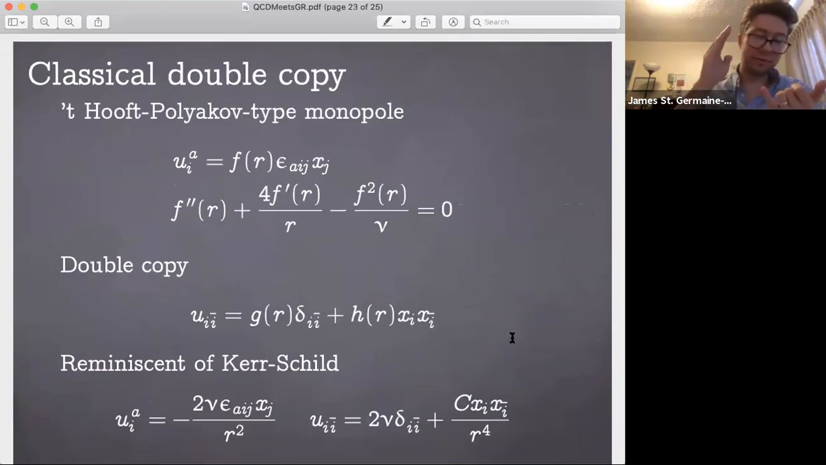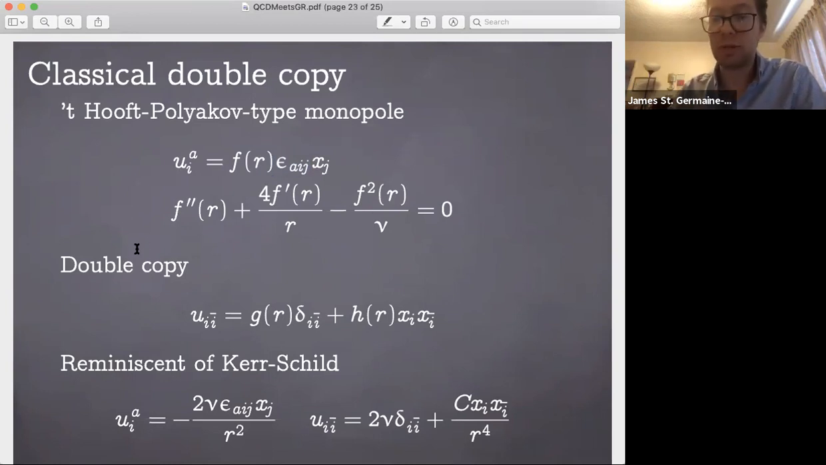Okay, so now that you have double copy, color-kinematics duality, let's try it for some extended solution. Let's try it at the classical level. So I will look for a 't Hooft-Polyakov type monopole. I'm going to assume the monopole is spherically symmetric, static, and I'm going to work with SU(2) just because this means I can put spatial and color indices on the same structure constant. And then you can just plug into the equation of motion, and you get some nonlinear but ordinary differential equation for this structure or shape function for the monopole.